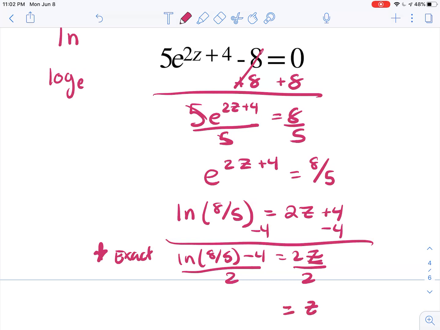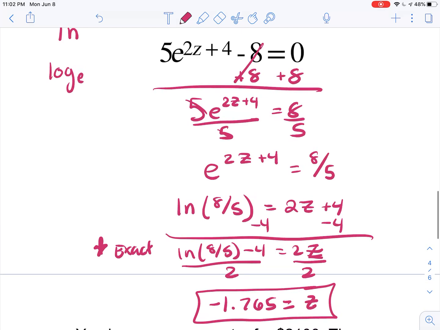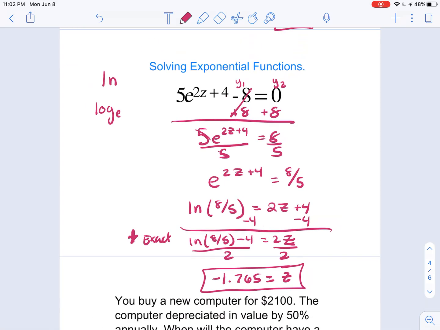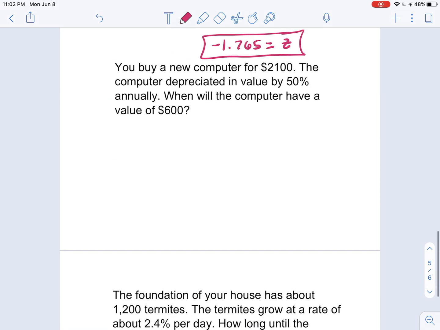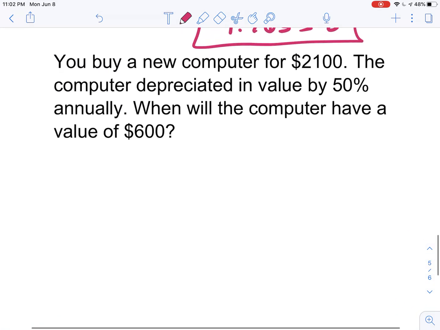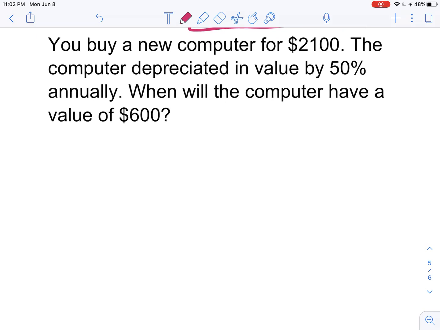Again, this right here is my exact value. I would type this into my calculator to get an approximate answer of negative 1.765. Okay, and again, if you want to check this using your calculator, type this entire side into y1, this entire side into y2, which is just a 0. Find their point of intersection, and you should get the same value in the x.